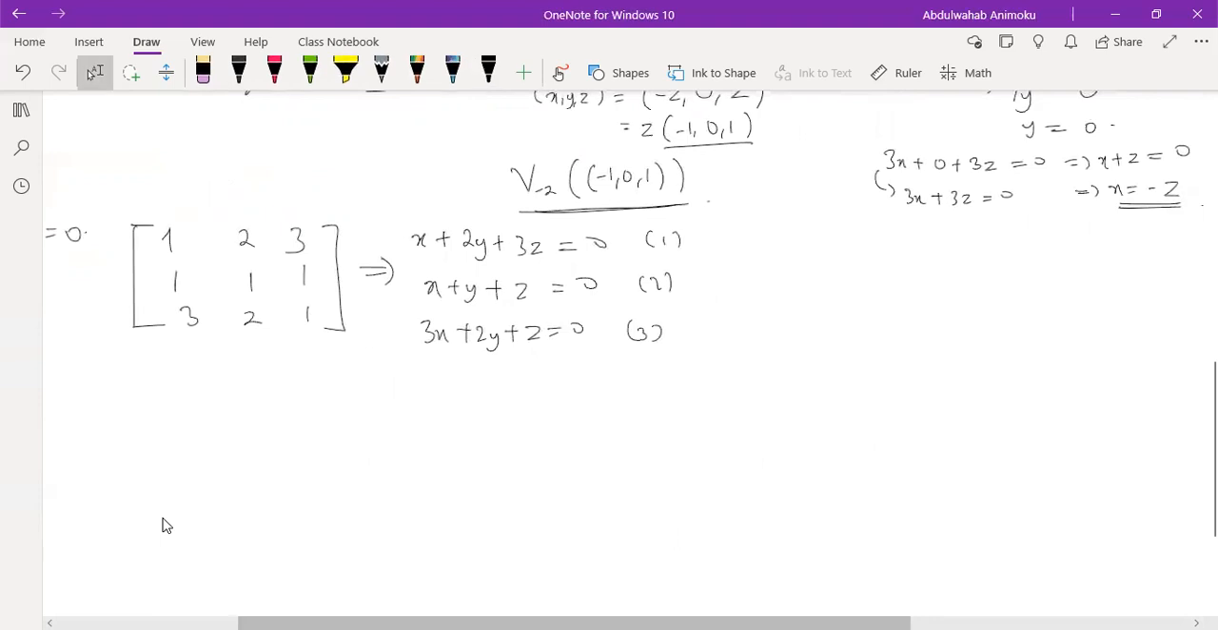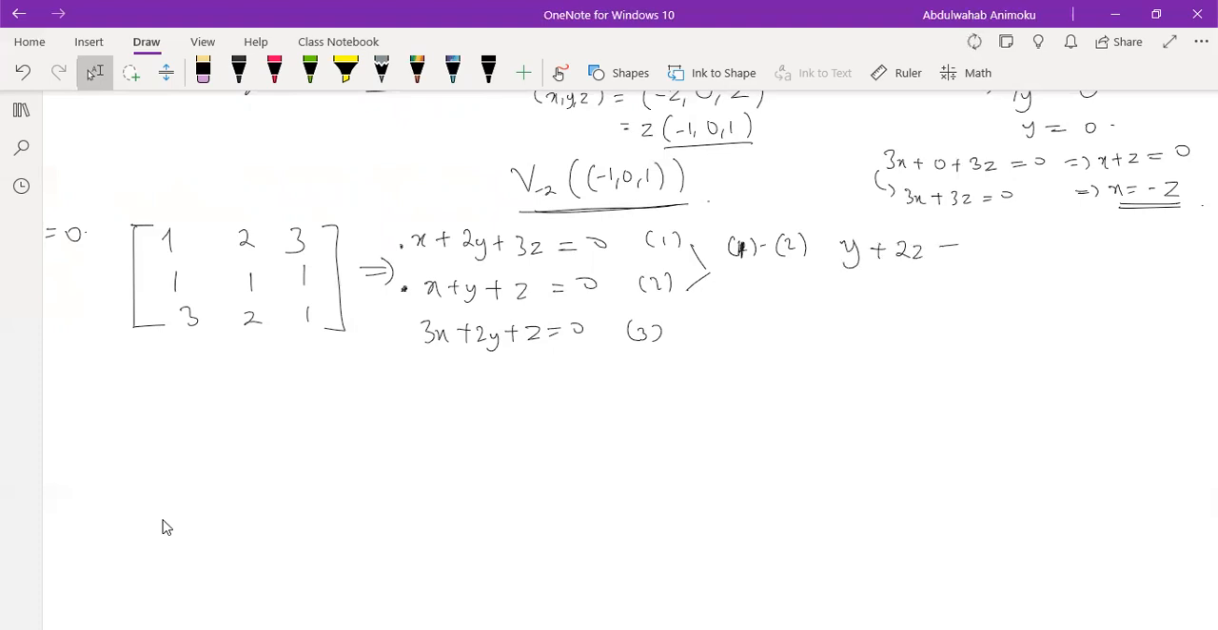So one thing we can do is we can eliminate x between equation 1 and 2. So what we'll do is subtract equation 2 from equation 1. Okay. Right, when we do that, combining this, we have x minus x, that will be 0. And the next one would be 2y minus y, that will be y. And then 3z minus z, that will be 2z, that will be equal to 0. Okay. Now, this gives us y equal to minus 2z. So we have a relationship between y and z.